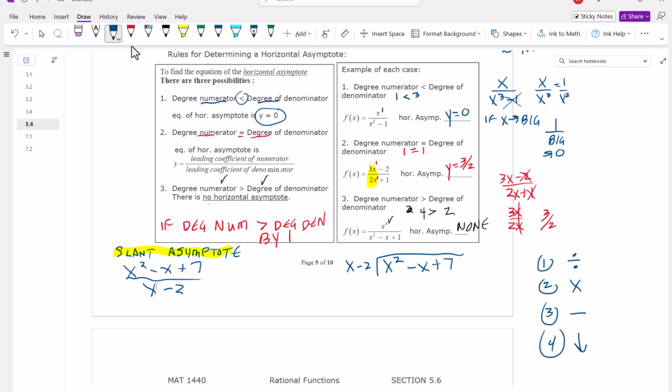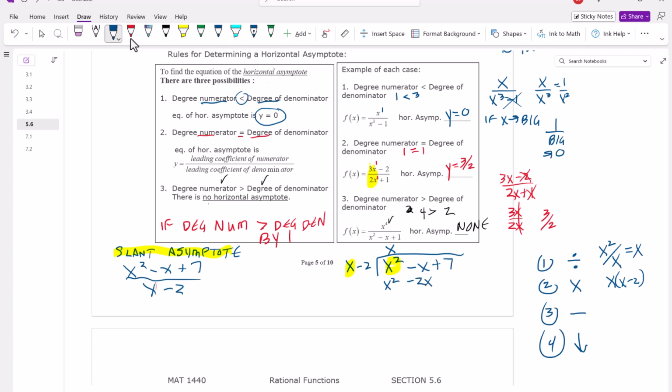So the first thing we do on this is we divide x squared divided by x, which is equal to x, and we record that. And you only look at the highest powers, you don't look at anything else. Now when you multiply, you're going to take the x times x minus 2. That's a distributive property, so that will give you x squared minus 2x. You line that up underneath the factors.